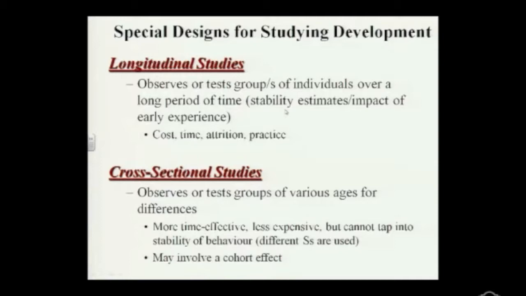Problem with this is what we call a cohort effect. What does that mean? A cohort effect. Let's make it even different. Let's say I'm looking at 5-year-olds, 10-year-olds, 15-year-olds, and 20-year-olds all at the same time. What's the problem with this kind of cross-sectional design?